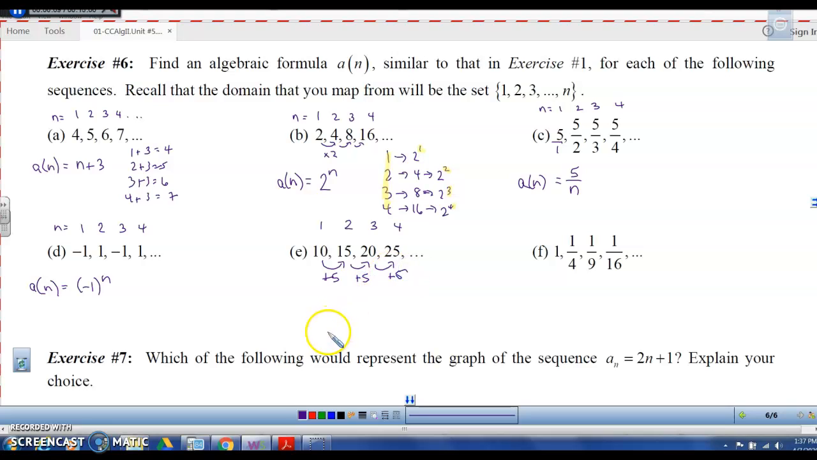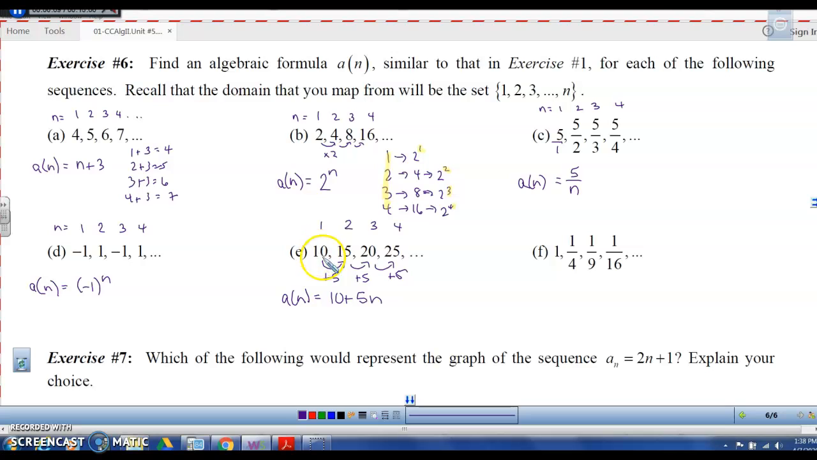Okay, so I know I have to do something adding 5. Now, it looks like you say, oh, a of n equals 10 plus 5n, and that would work. But what happens when I plug in 1 here? Is that going to work? No, because if I plug in 1 here, I'm not going to have 10. I'm going to have actually 15.